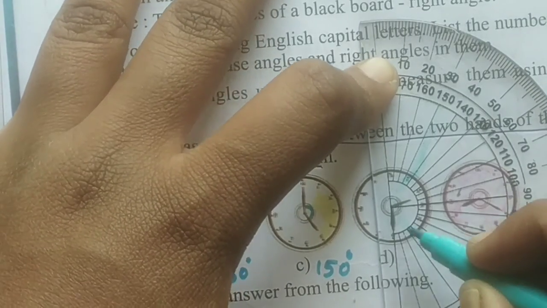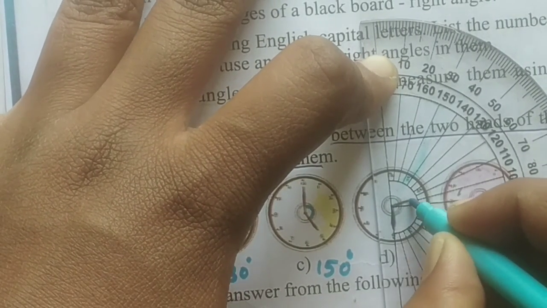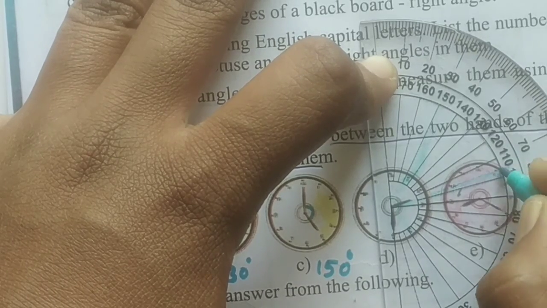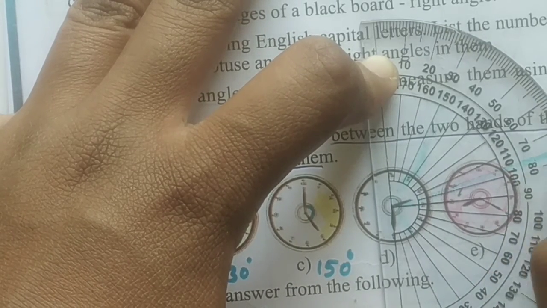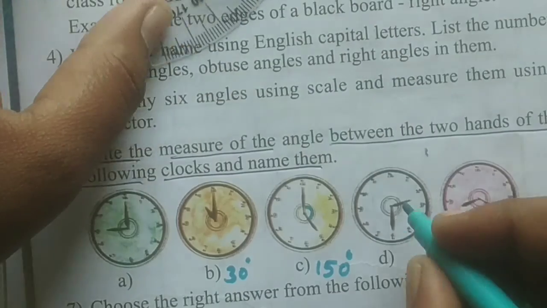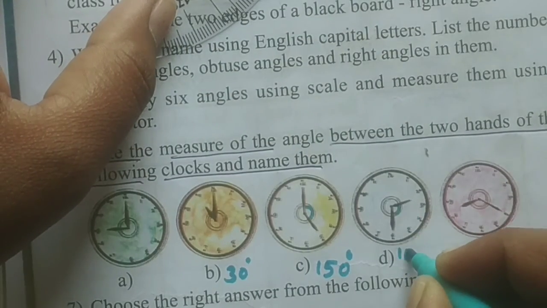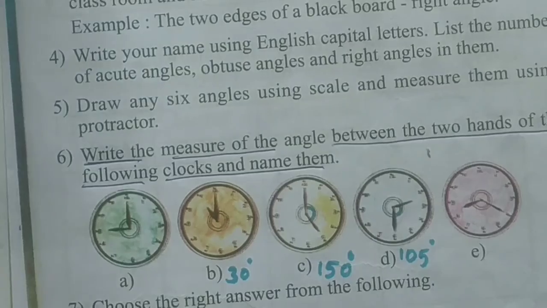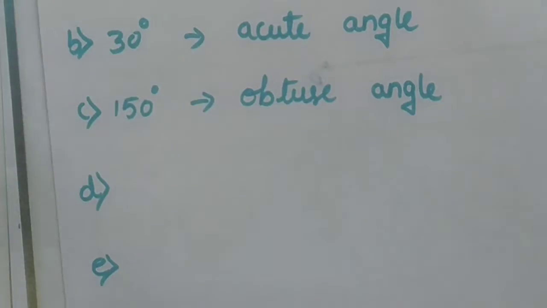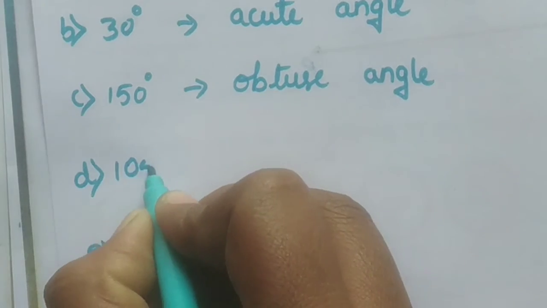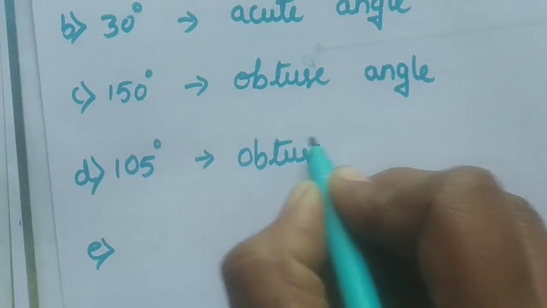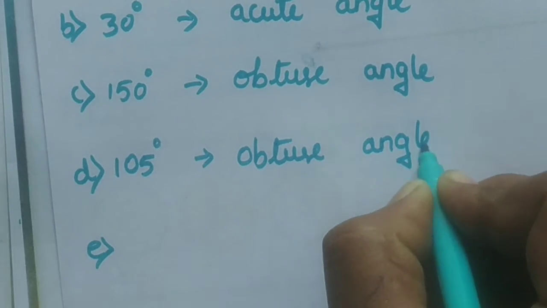Okay, now the line is between 100 and 110, so the line is 105. So the angle is 105 degree. 105 degree is also one of the obtuse angles. 105 is also an obtuse angle.